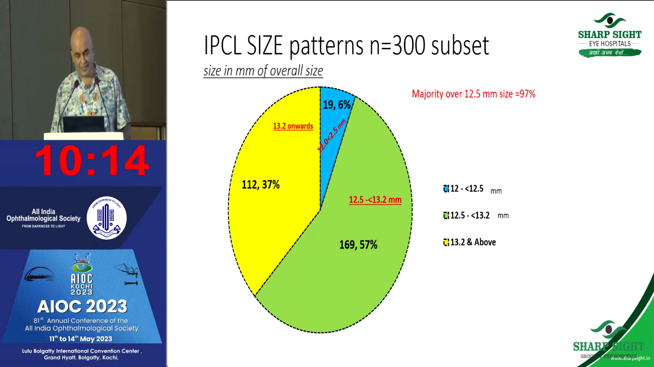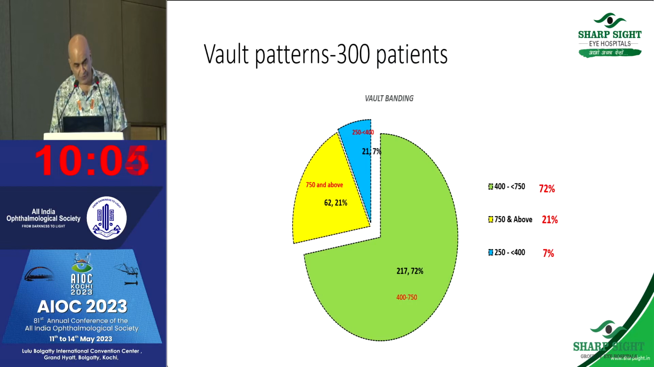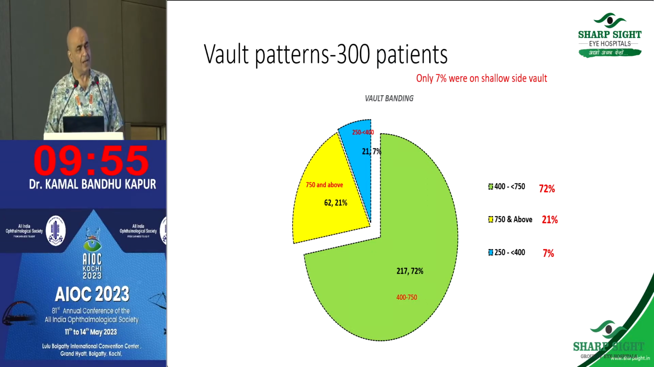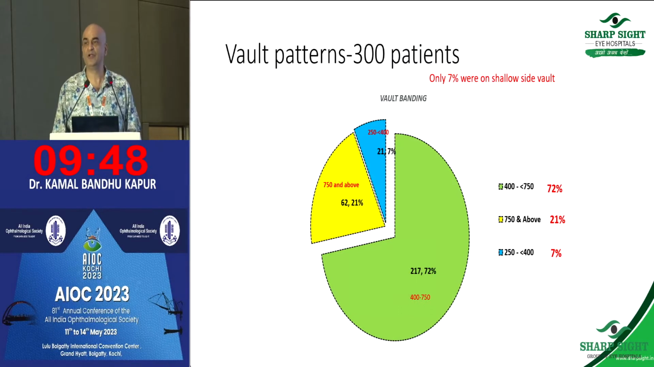This is just a small study we did a couple of years ago, a 300 patient subset. The majority of the patients were falling into the size of 12.5 millimeter and above, which is 97% of patients. Of the vault, 70% plus was landing within the required area. But one big plus point is I also have patients with 1100 vault, or 1 millimeter vault, and they're doing fantastically normal because of the design of the product itself. So even with very, very high vaults the lens is tolerant.